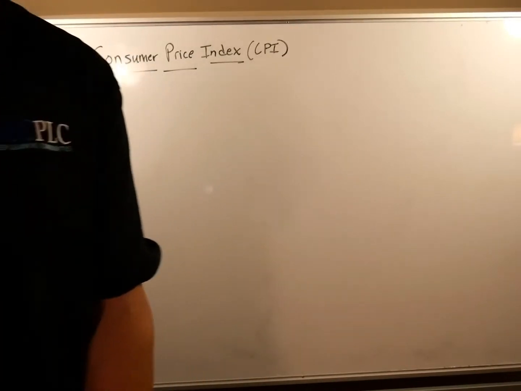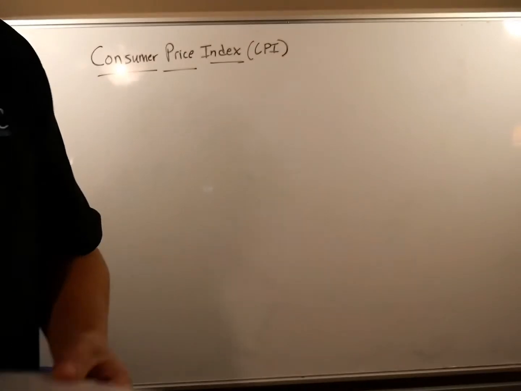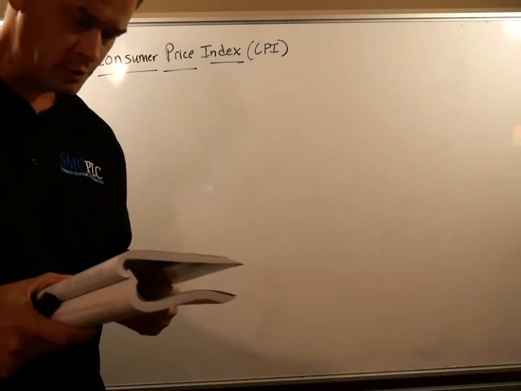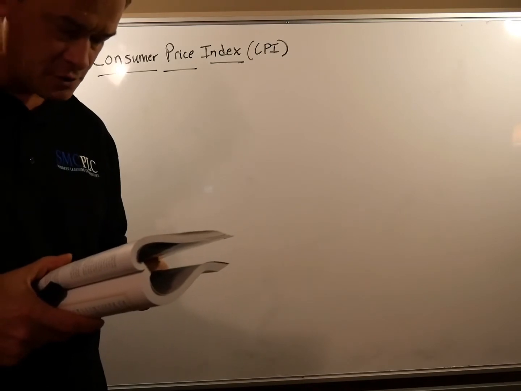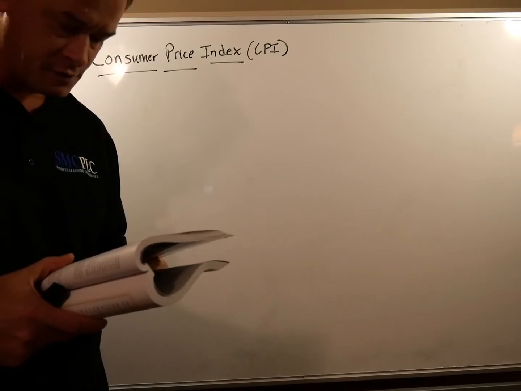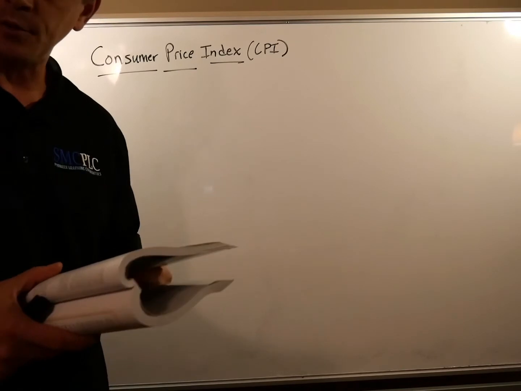So pardon me while I read from your text the actual definition, and then I'll tell you what it really is. Consumer Price Index, CPI, a measure of the overall cost of goods and services bought by a typical consumer.